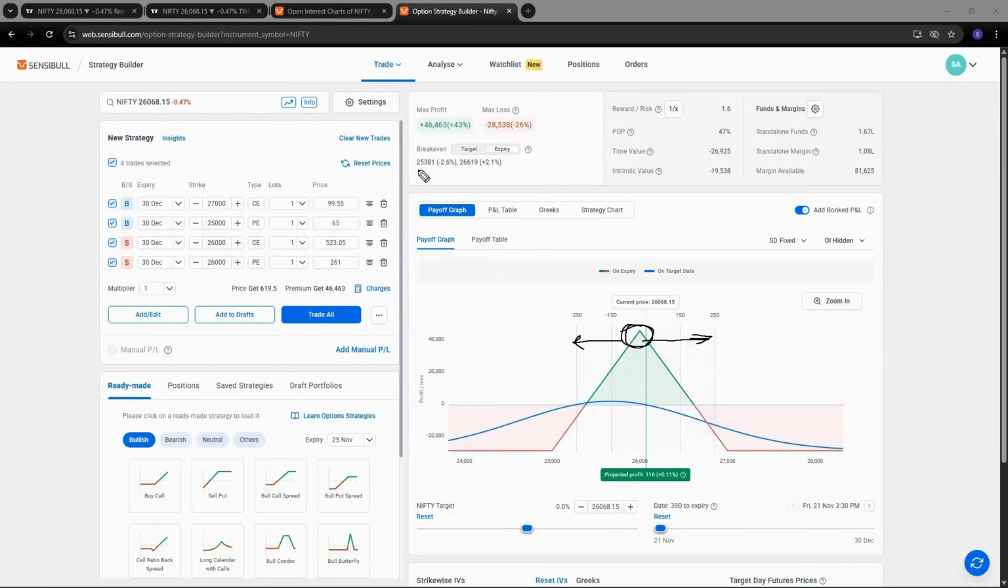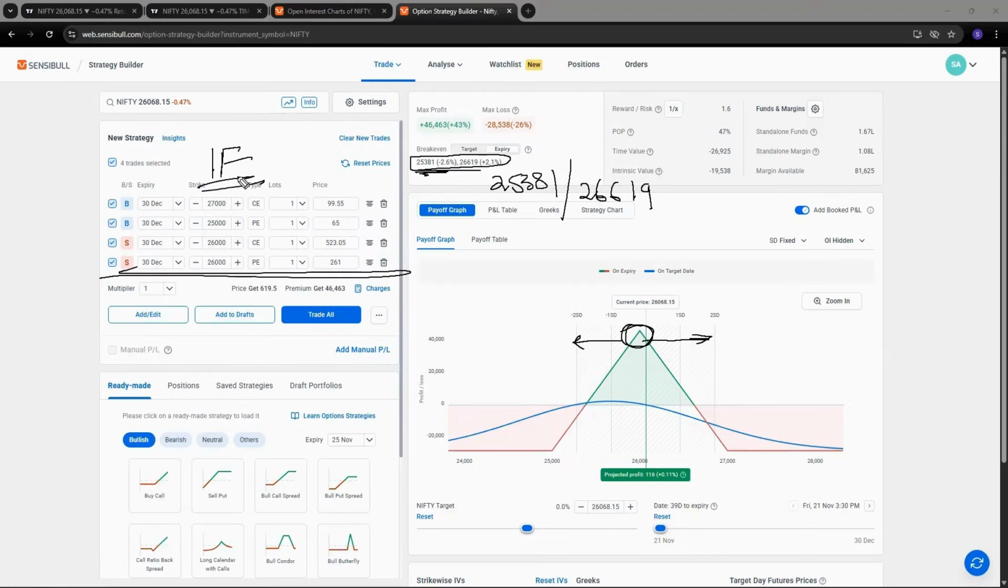Now, what is the break-even range? We'll take the range here. We'll try to apply something new. This is the something new part which I'm teaching you here. The break-even range here is 25,381 on the downside and 26,619. So keep in mind, we have applied the first iron fly strategy.